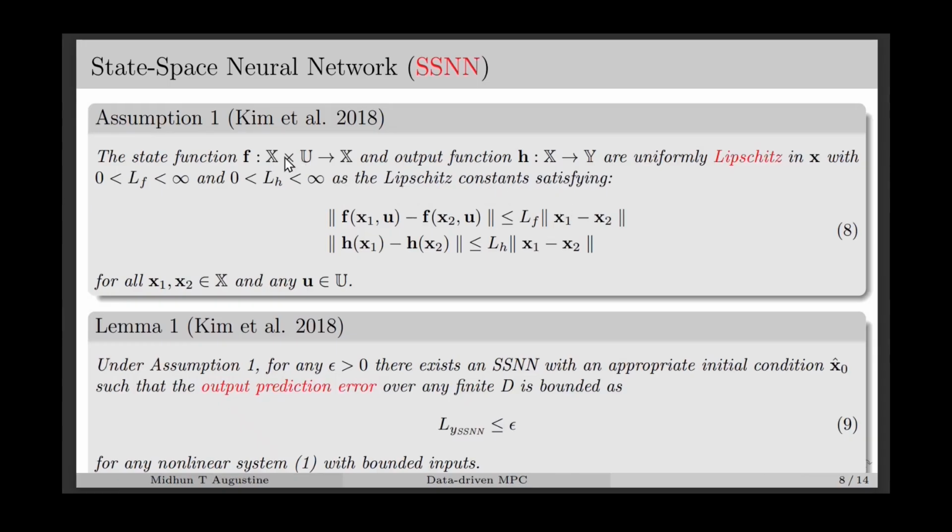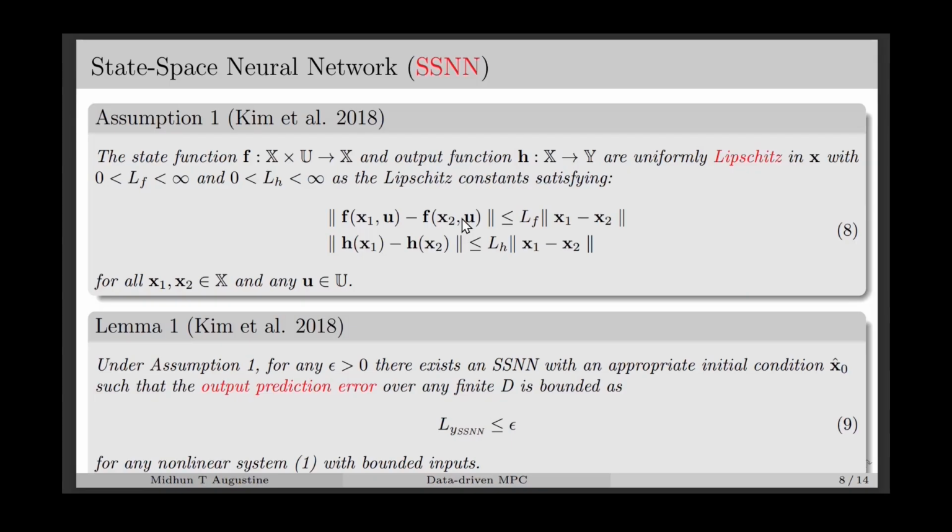Here we will briefly discuss some theoretical results on the approximation capabilities of SSNN, in which we will be assuming the state function f and the output function g as Lipschitz. It means there exist some constants such that the norm of the difference of this function across two different states x1 and x2 will be bounded by LF times the norm of x1 minus x2.